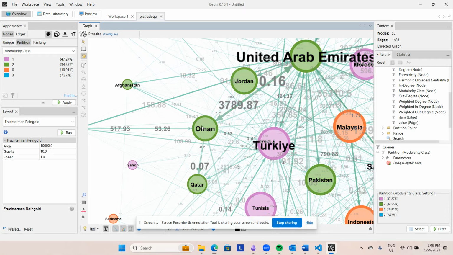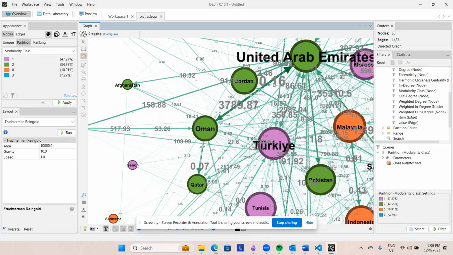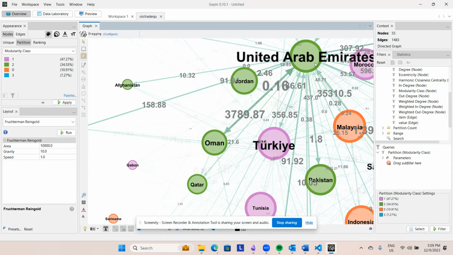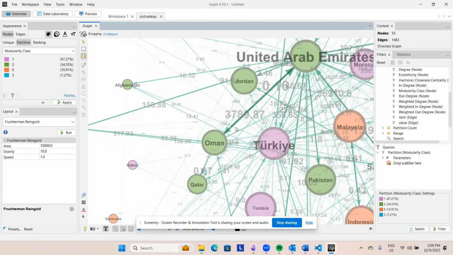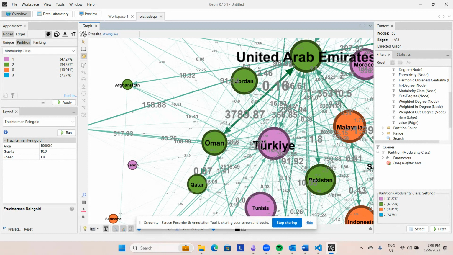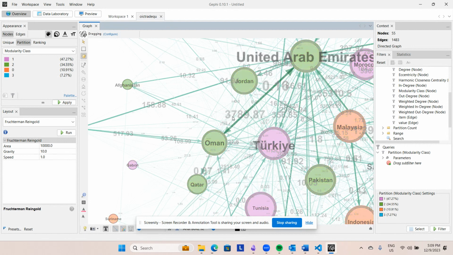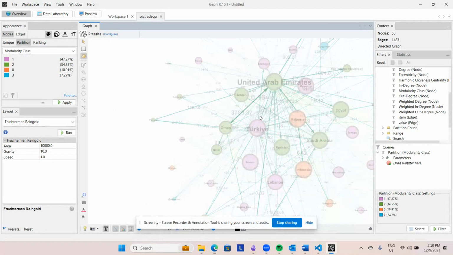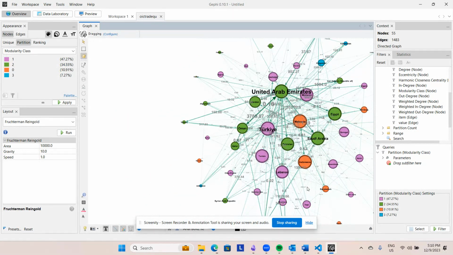Here we are seeing a thicker line between Oman and United Arab Emirates. It means there's a very big trade between them. For these purposes, we can ask which strategic commodity is most important in this graph. We are not focusing on that. We are just focusing on the inter-OIC trade values.